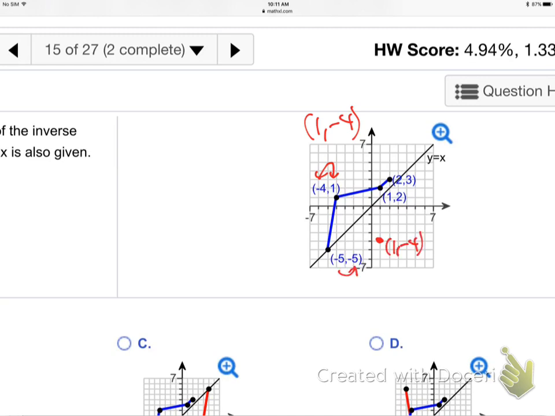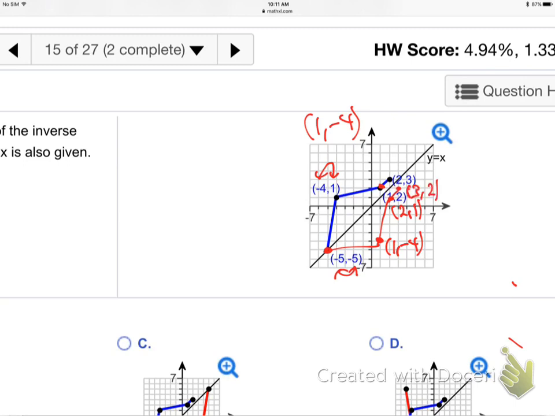Let's take these guys and switch them. Negative 5, negative 5. Well, that's going to still be negative 5, negative 5. It'll be right there, won't it? Let's take 1, 2 and switch them. Well, it'll be 2, 1, which will be right here. 2, 1. See what's happening as I connect these guys? And 2, 3 and switch it. It'll be 3, 2. 1, 2, 3, 2 right there. 3, 2.